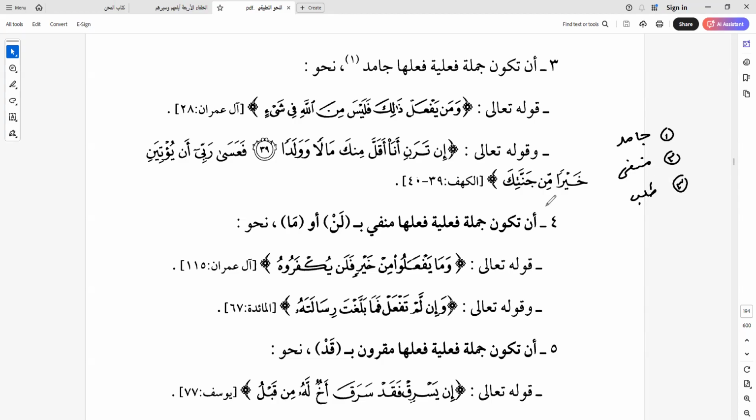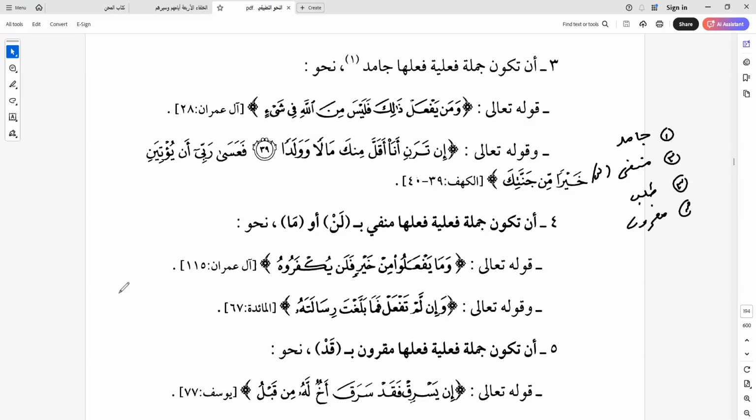And now it must be فعلية منفي, starting with لن and ما. Now it must be فعلية مقرون بقد. You see, it must be paired with the word قد. مقرون بقد. So if it is not paired or associated, attached to قد, then the fa is not going to come. So let's look at an example.